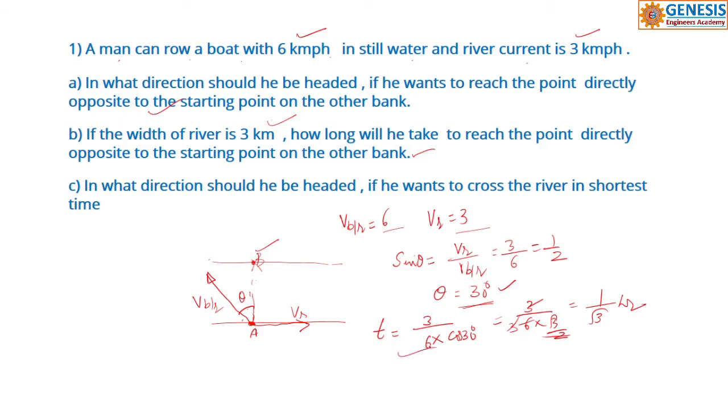In what direction should he be headed if he wants to cross the river in the shortest time? So without any confusion, you can make this theta equal to 0. That is the only thing.